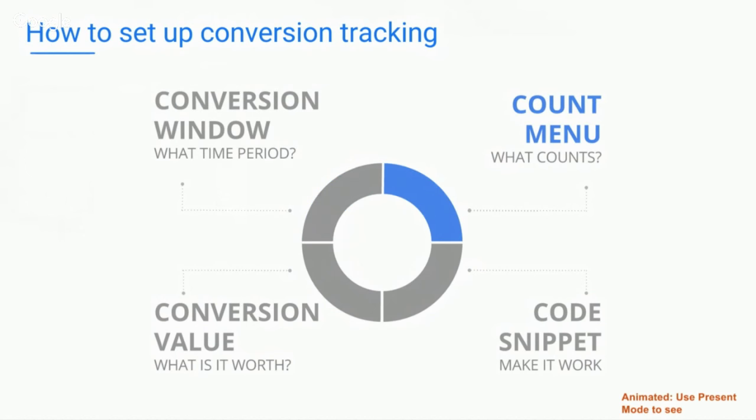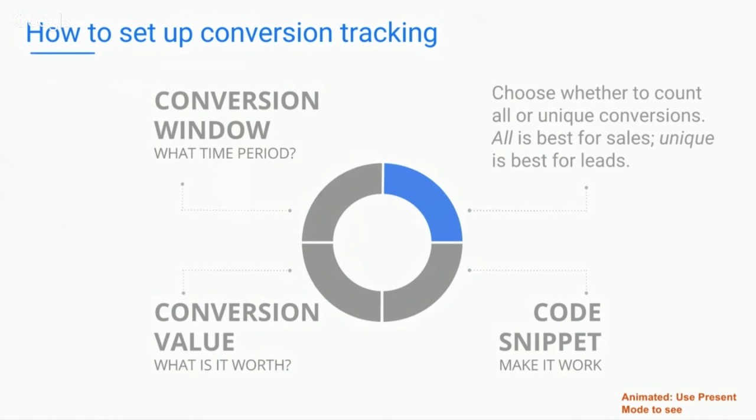The next thing we want to look at is the count menu, or what consists as an actual count. Choosing your count menu, we have two options. We could either count all conversions or unique conversions. The difference between one or the other, we do get this question a lot, is basically to what extent do you want to track a conversion?